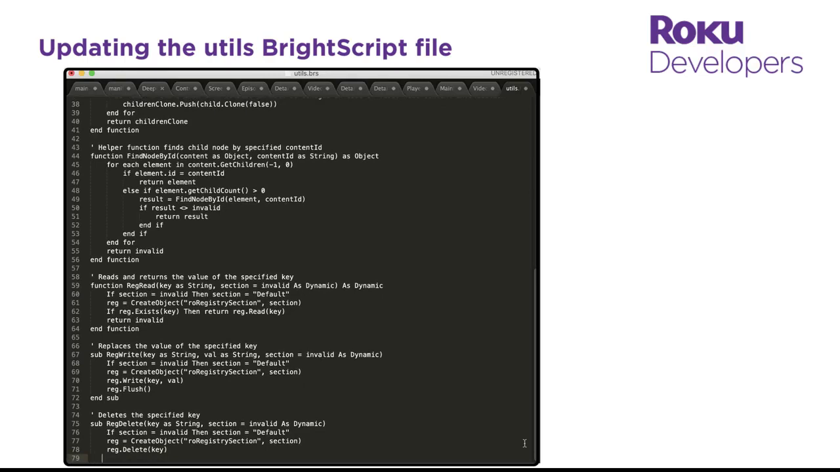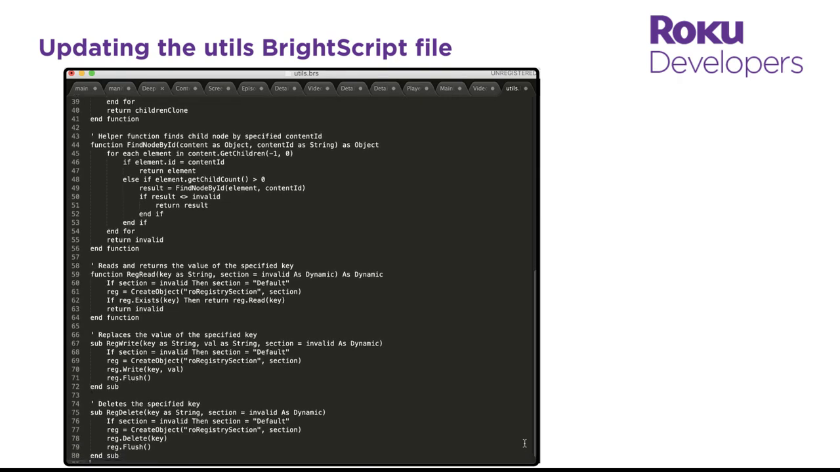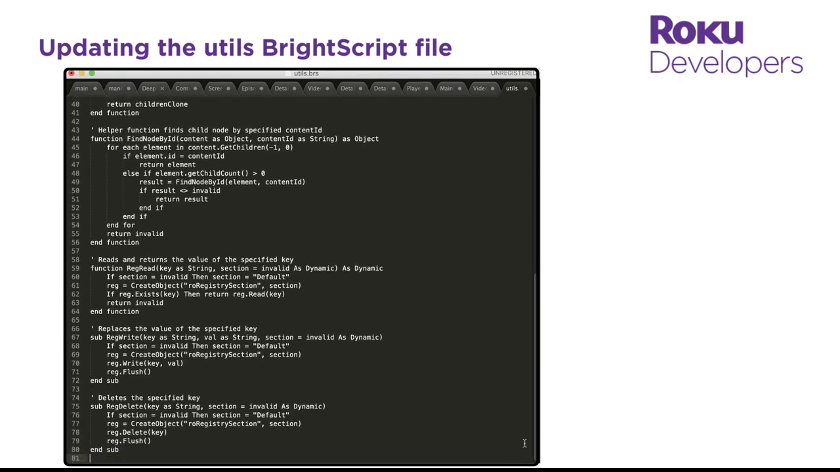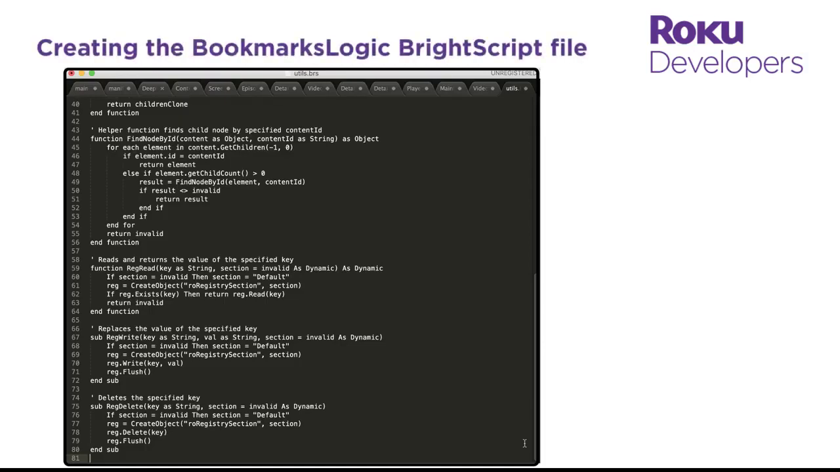And finally, we call the registry section's flush method. Okay, we're done updating the utils BrightScript file, so let's save it. And now let's move on to creating the bookmarks logic BrightScript file, which contains our bookmarking functionality for movies, short-form videos, and TV episodes.